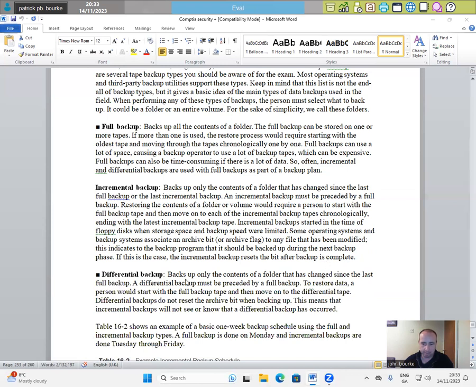Differential backup backs up only the contents of a folder that has changed since the last full backup. A differential backup must be preceded by a full backup. To restore data, a person would start with the full backup tape and then move on to the differential tape. Differential backups do not reset the archive bit when backing up. This means that incremental backups will not see or know that a differential backup has occurred.